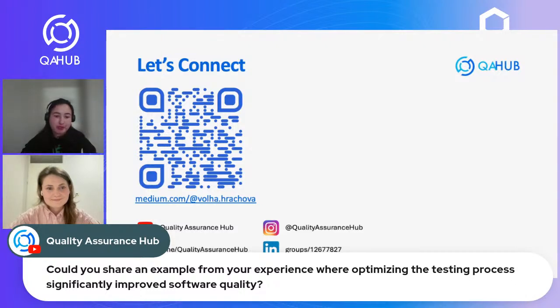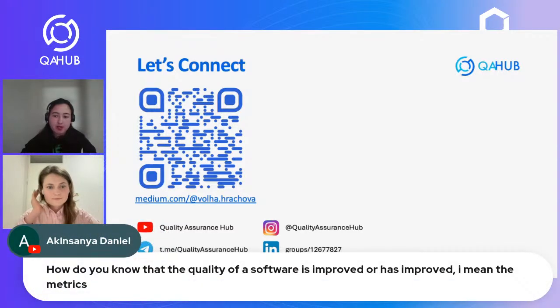Thank you for sharing your experience, and let's switch to the next question. How do you know that the quality of a software has improved? I mean the metrics.